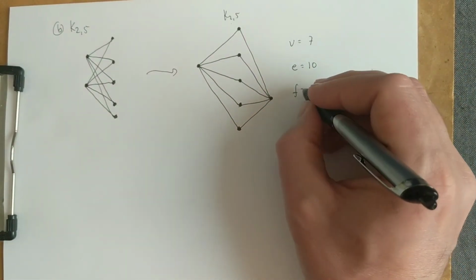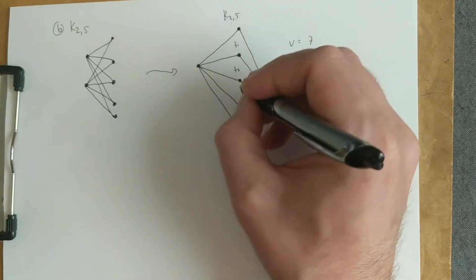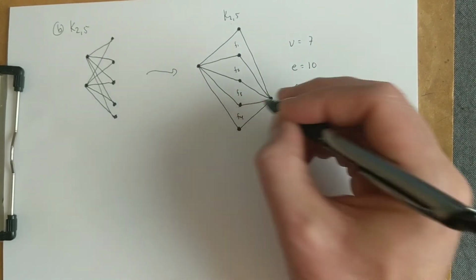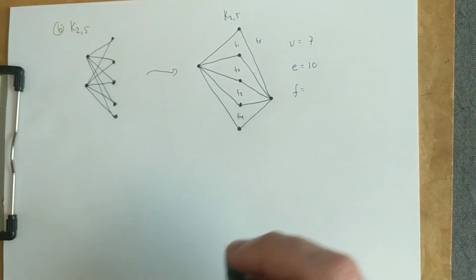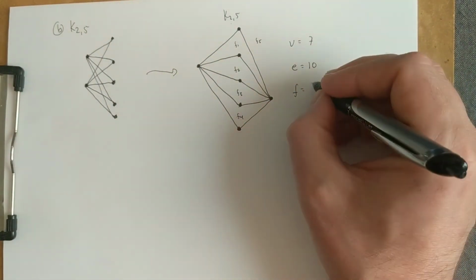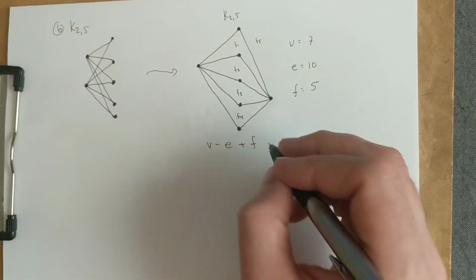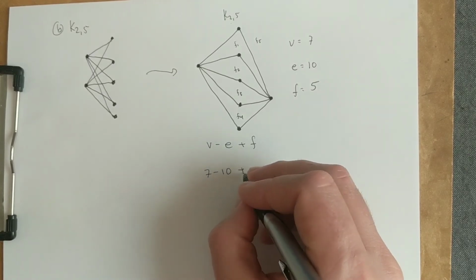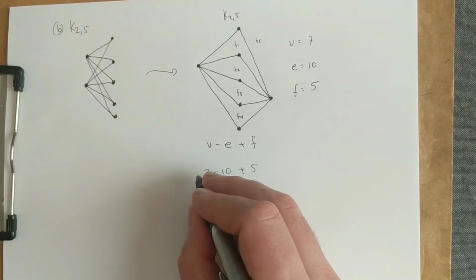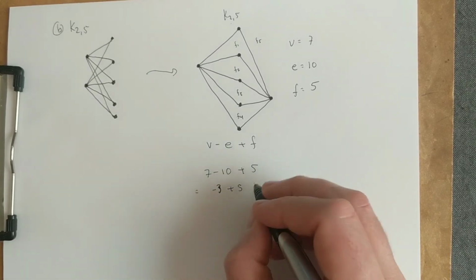And then faces, what faces do we have? Here's face 1, here's face 2, here's face 3, and face 4. And then the outside face, the face outside of all the boundary, will be 5. And so the formula is V minus E plus F, and we should get 2 always. So 7 minus 10 plus 5 equals, negative 3 plus 5, which is 2.